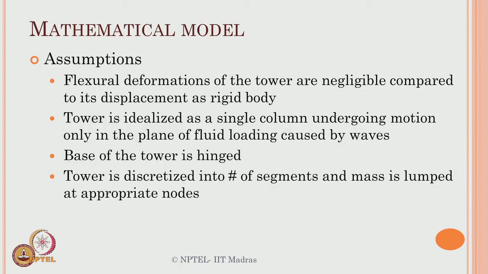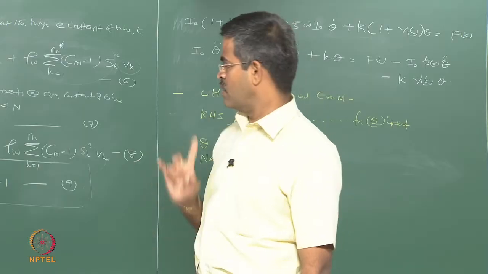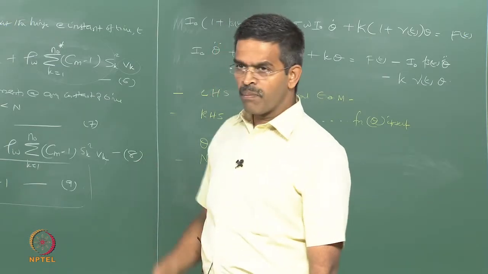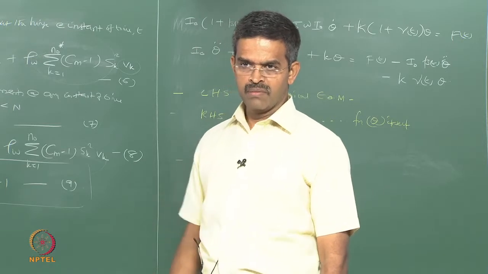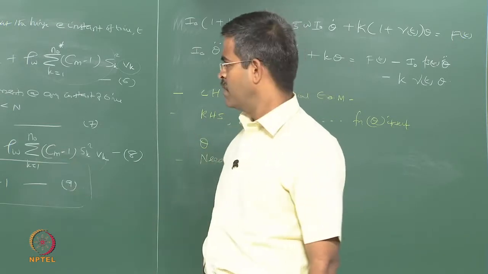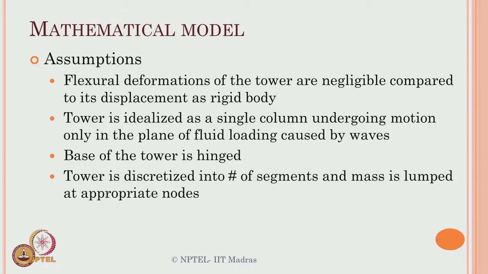So, when you attempt to solve this articulated tower, the assumptions made in the mathematical model are the following. The flexural deformations of the tower are negligible compared to its displacement as a rigid body. So, the tower can also have a displacement, but they are neglected in the analysis. The tower is idealized as a single column. If you have multi legs, then you have to do it separately. In this case, a single column undergoing motion only in the plane of fluid, there is no transverse vibration of the tower, that is an idealization in this case. Thirdly, the base of the tower is perfectly hinged, it does not offer any resistance to rotation.